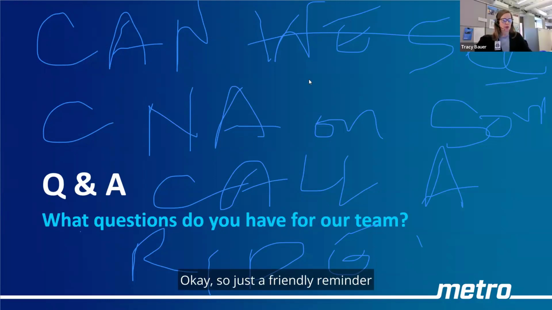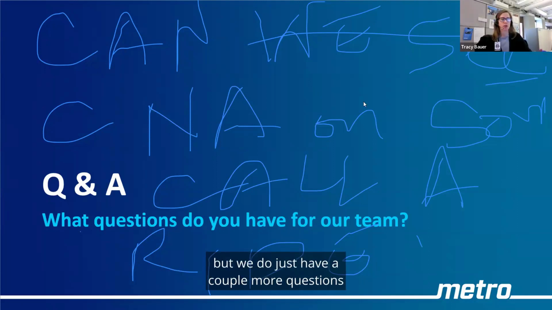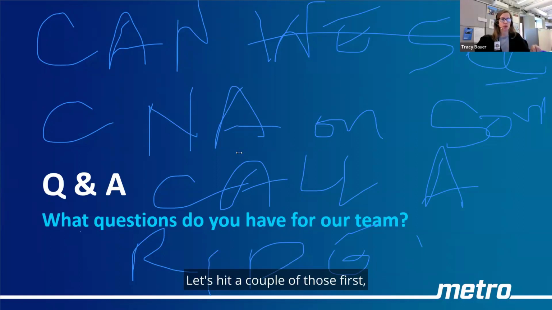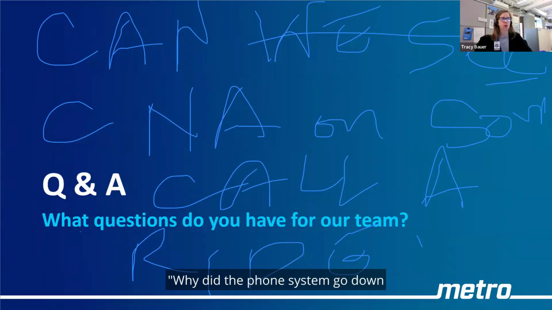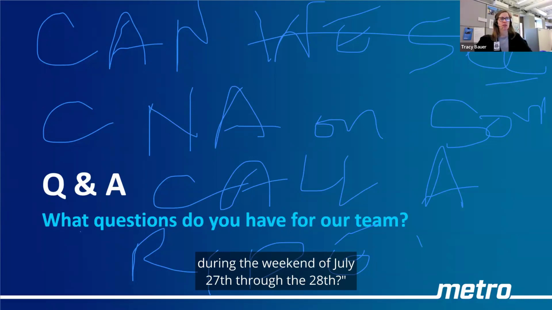Okay, so just a friendly reminder that you can also use your voices and raise your hand to ask a question. I see that there are a couple hands raised, but we do have a couple more questions in the chat, so let's hit a couple of those first, and then we'll get to the people who have their hands raised. So JMO asked in the Q&A, and this is probably a question for the Call-A-Ride crew, why did the phone system go down during the weekend of July 27th through the 28th?